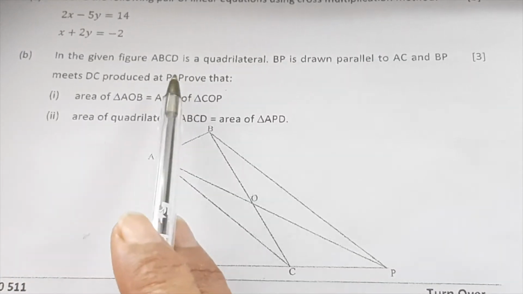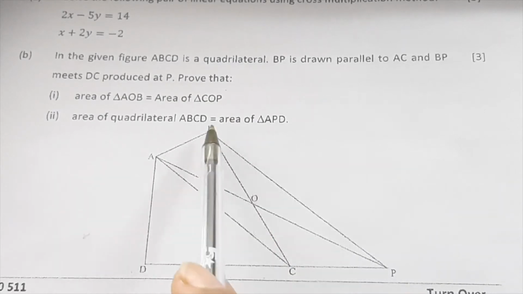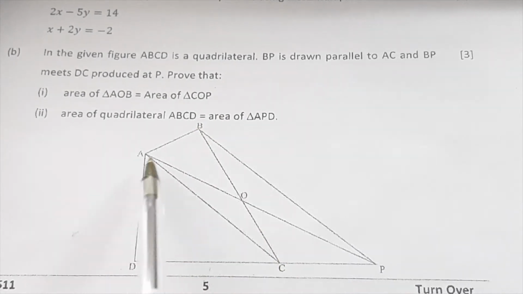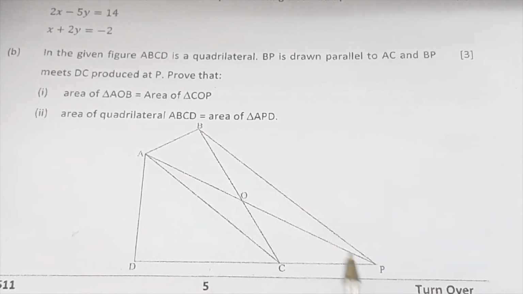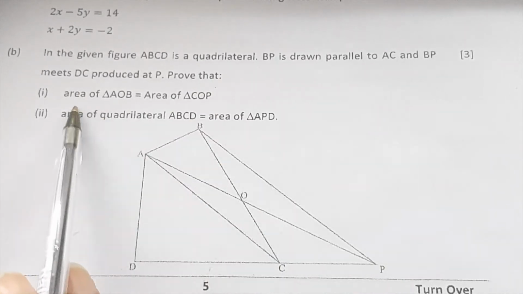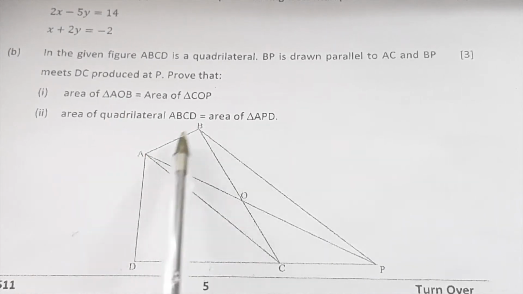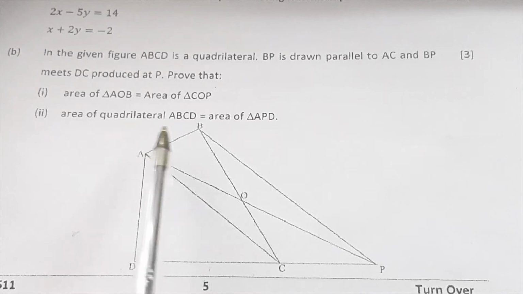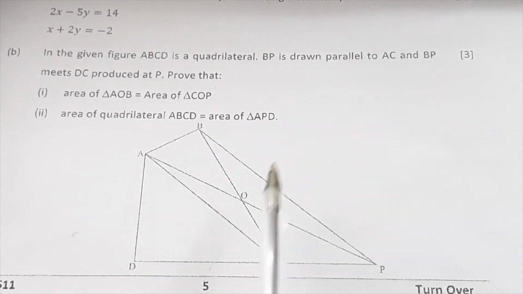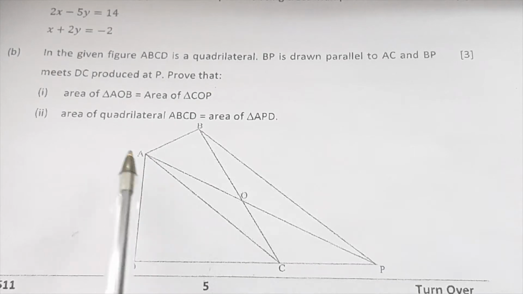7b. In the given figure, ABCD is a quadrilateral. A, B, C, D, this is the quadrilateral. BP is drawn parallel to AC, and BP meets DC produced at P. Prove that area of triangle AOB, that is this triangle, is equal to area of triangle COP, that is this triangle. And the second part, area of quadrilateral ABCD is equal to area of triangle APD, this one.